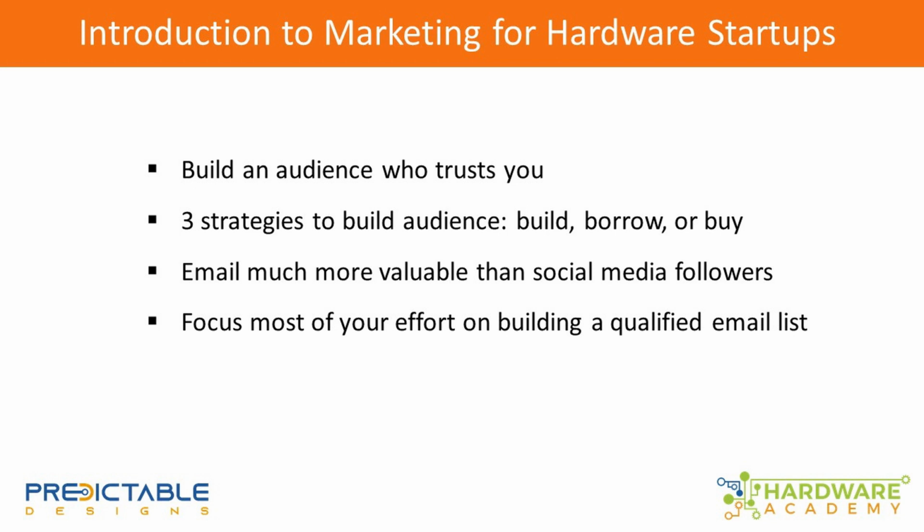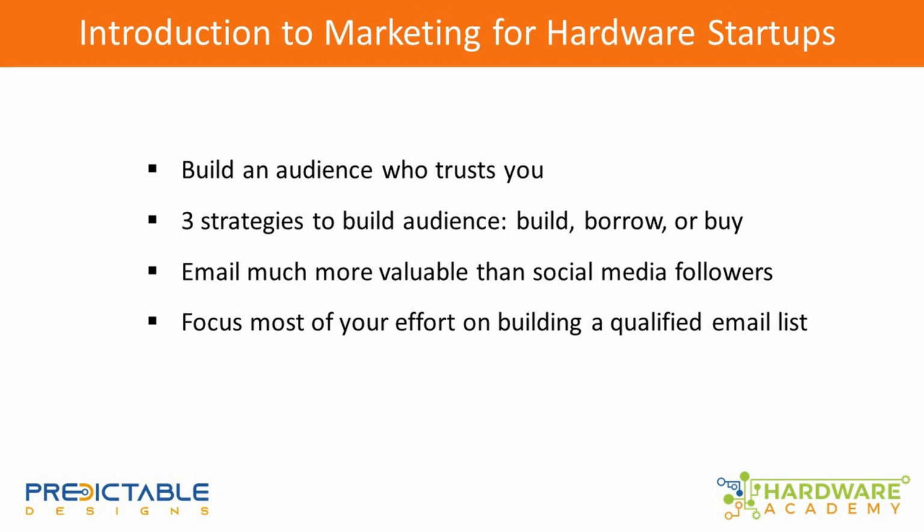You can also borrow, and that means basically finding an influencer online that already has an audience in your target market, and then you form some type of relationship with them, perhaps an affiliate relationship where they present your product to their audience and sell it to them in exchange for an affiliate commission. And then there's the buy option, and that's using paid advertising.